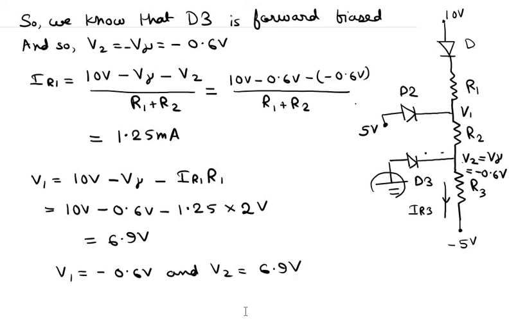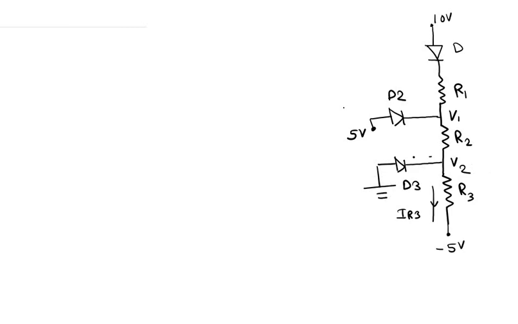Now we need to solve the circuit for condition number 2. Condition number 2 states that R1 is equal to 6 kilo ohms and R2 and R3 are 5 kilo ohms. You are asked to find the values of V1 and V2.